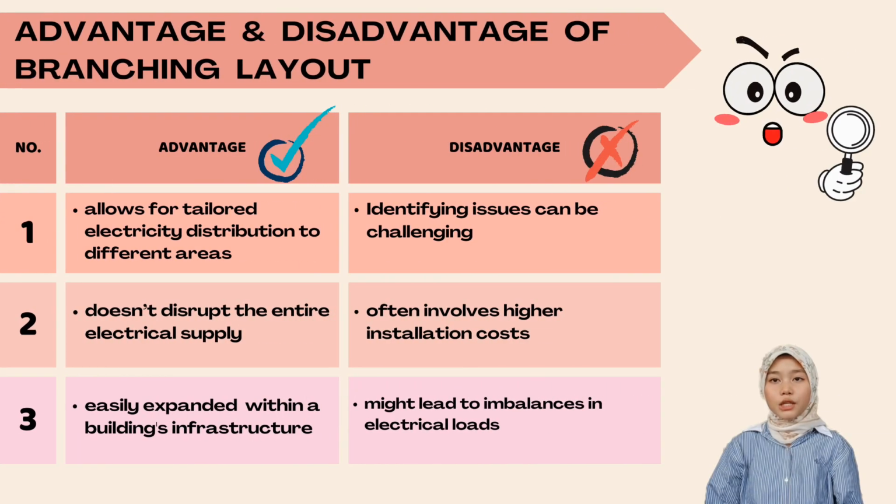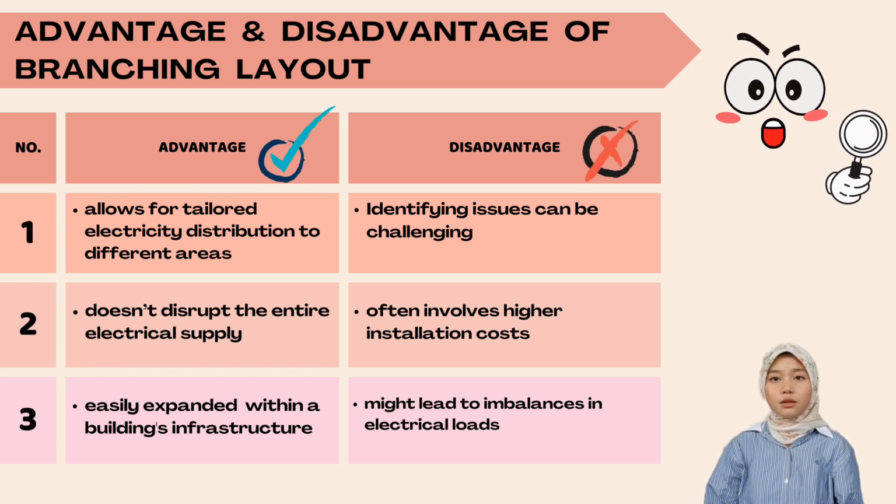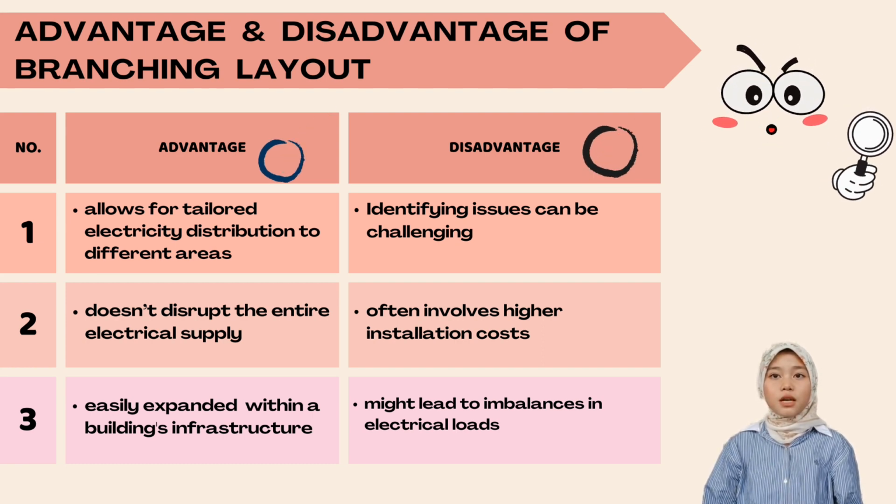Advantage and disadvantage of branching layout. First, it allows for tailored and specialized electricity distribution to different areas. It ensures that if one branch faces an issue, it doesn't disrupt the entire electrical supply. Next, it can be easily expanded or modified to accommodate change within a building's infrastructure.